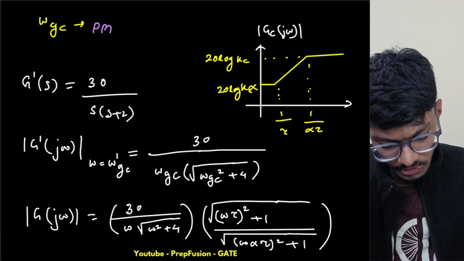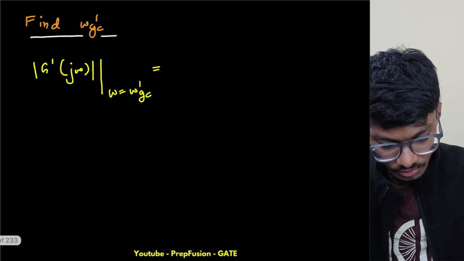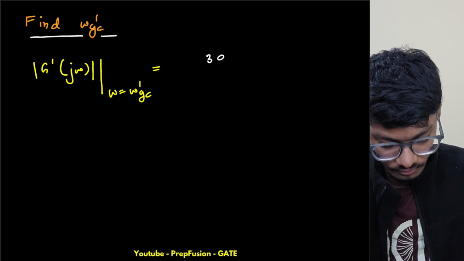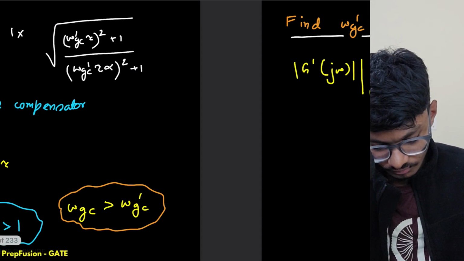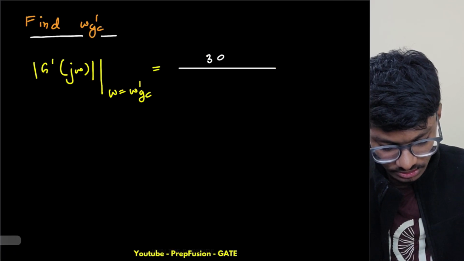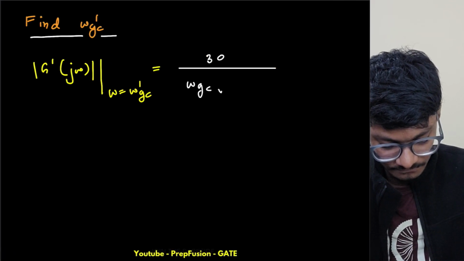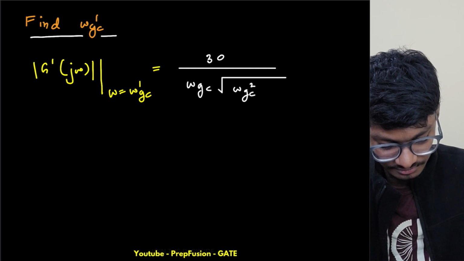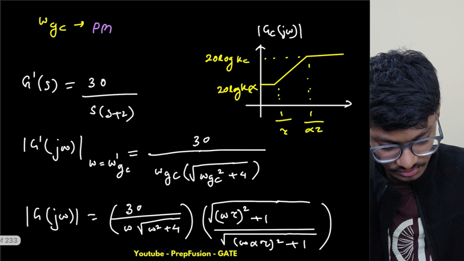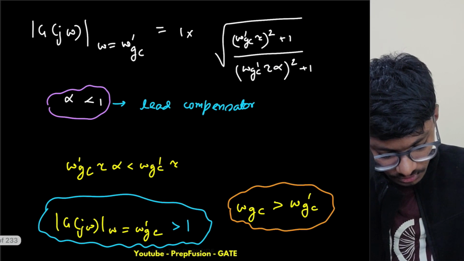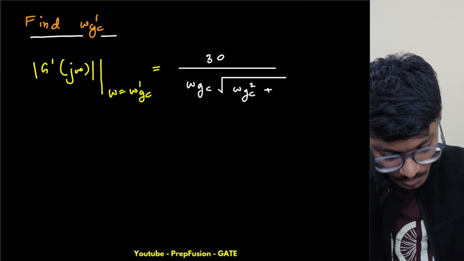So basically 30 upon omega gc, square plus 4, not 1. Okay, so yes, plus 4.